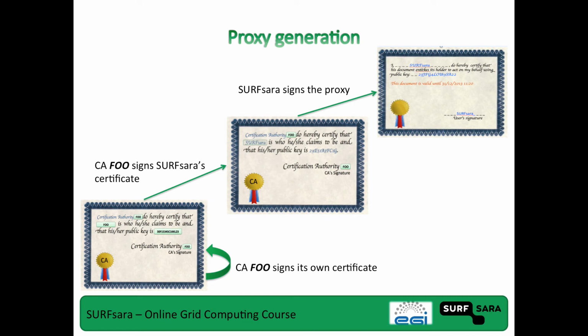As possession of the proxy certificate is a proof of identity but only has a short lifetime, typically 12 hours, this is set by default to reduce security risks should it be stolen. A proxy certificate is not signed by a CA but by the user who issues it. The whole process is called delegation. During that time, the grid middleware can work on your behalf.